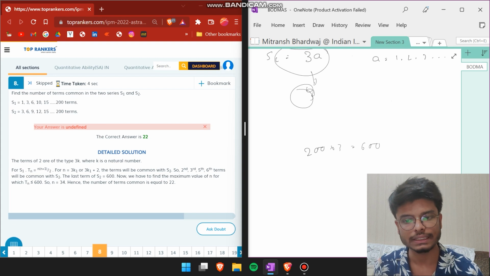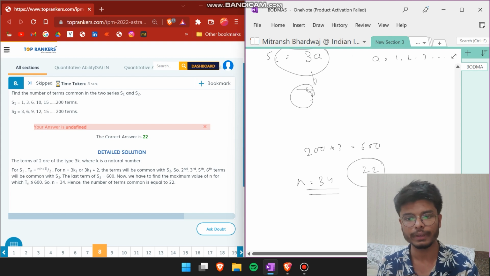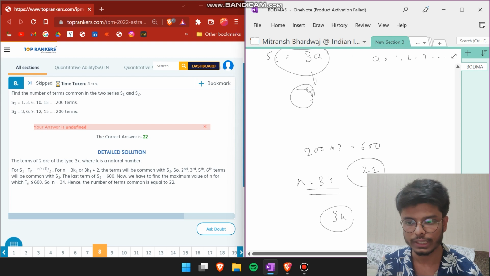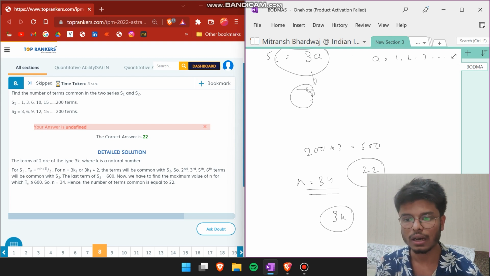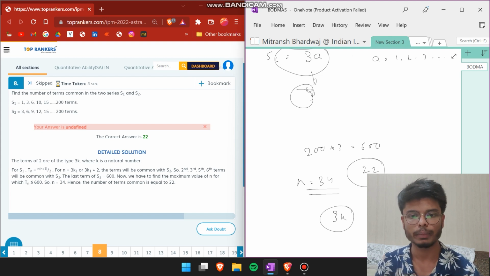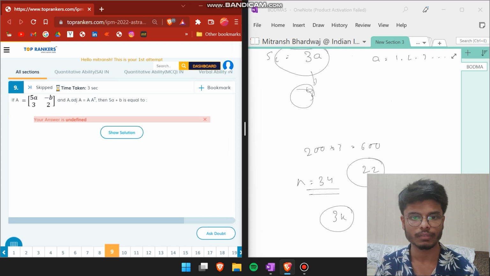Now to find the maximum value of n for which Tn is less than or equal to 600, n equals 34. Hence the number of terms common will be 22, because only the terms here which are in the form of 3k, basically multiples of 3 in this S1, can count in S2. So because of that it will be 22. It's a pretty simple sum.